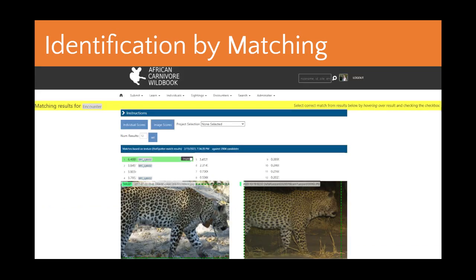At this point, if I decide that my unknown leopard on the left is a match to Rolo on the right, then I click on the checkbox for match candidate number 1 and confirm that my target is BPC's male leopard 32, and instantly my target encounter record on the left is now ID'd as BPC LPM 32. And then I would do the same for any other further match candidates in the list that are also a match for Rolo.